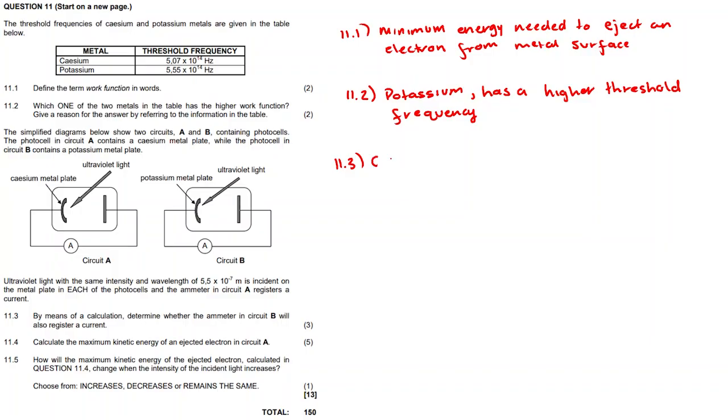So to do that, we can say that c is equal to f, which is frequency, times lambda. We know c is a constant, so 3 times 10 to the power 8 is equal to frequency times our wavelength. If we rearrange and plug all of this into the calculator, we should get 5,545 times 10 to the 14 Hertz. This frequency that we have calculated, however, is less than the threshold frequency of potassium. Therefore, no reading will show on the ammeter.